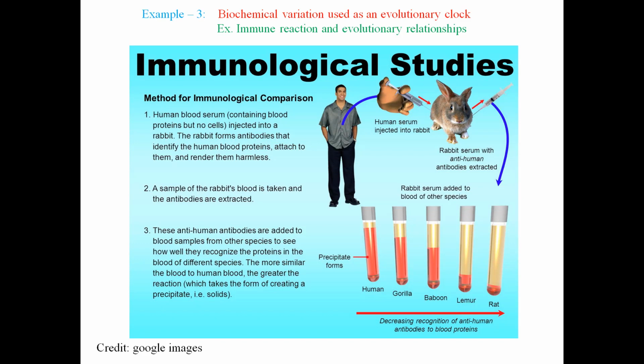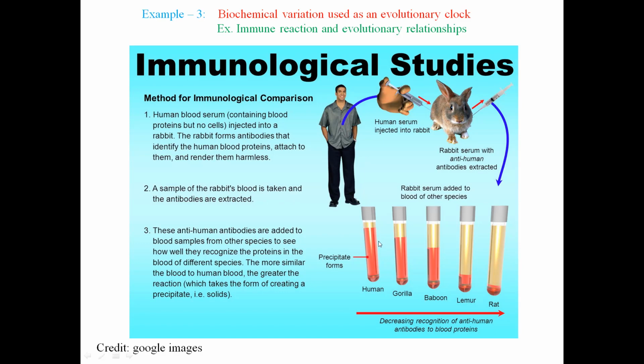So, how can we explain this clearly? Human blood serum containing blood protein but no cells is injected into a rabbit. The rabbit forms antibodies that identify the human blood proteins, attach to them and render them harmless. So the human blood serum is taken and injected into the rabbit, where our human protein will be identified by the rabbit antibody, which tries to attach to it. Rabbit serum with the anti-human antibody is extracted. Now a sample of the rabbit's blood is taken and the antibodies are extracted.